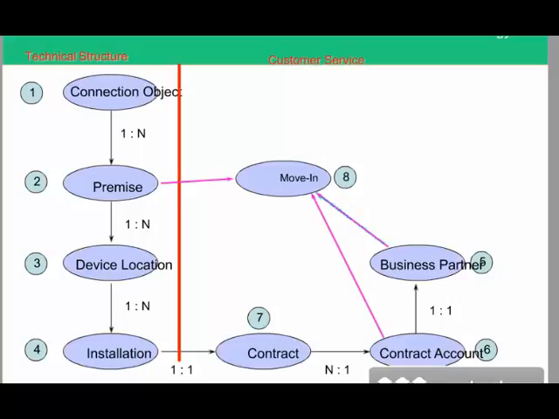This is one of the business scenarios. It doesn't mean that your case should be exactly the same way. In your business process also, one connection object should have multiple premises. This is one of the business scenarios, and that depends on the business where you are going to implement SAP.